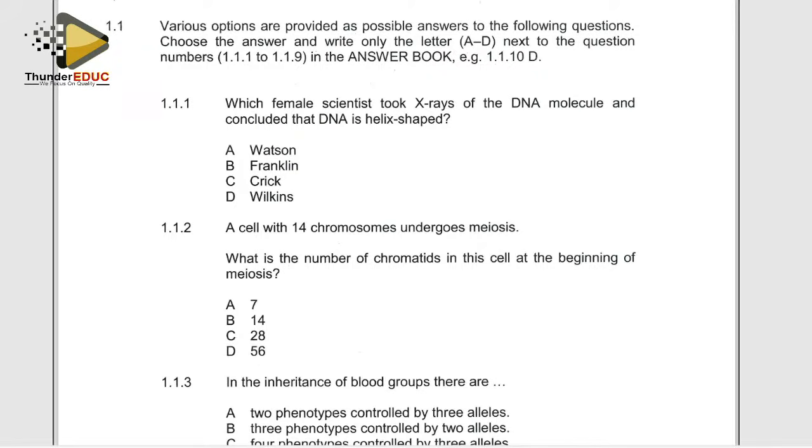1.1.1, we are saying that which female scientist took an X-ray diffraction of the DNA molecule and concluded that DNA is helical or helix shaped. In this case, all of these people were among the people who discovered the structure of DNA. They just talked about one name. James Watson is a man. Francis Crick, they were working together, is also a man. Maurice Wilkins is a man, and Rosalind Franklin is a lady, the lady who died of cancer. So the most correct answer in this case is supposed to be B.